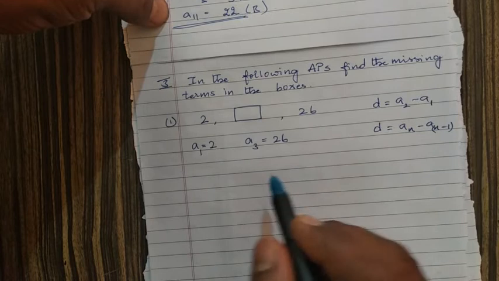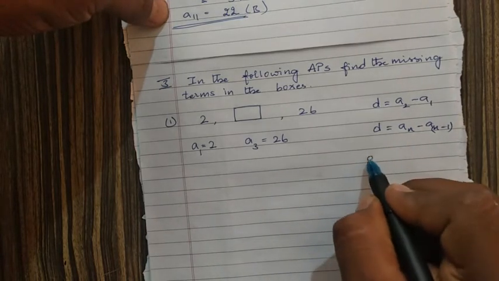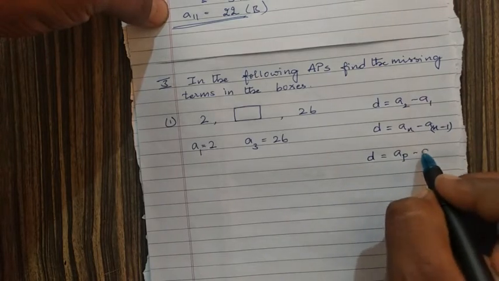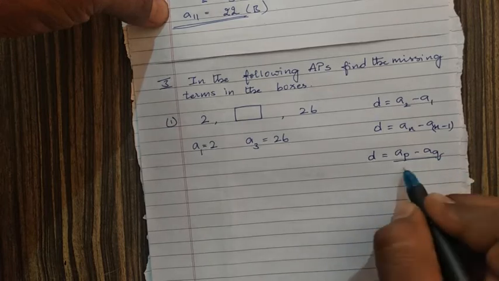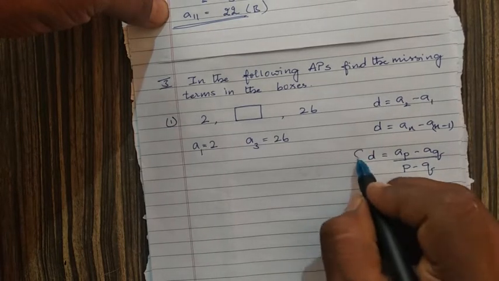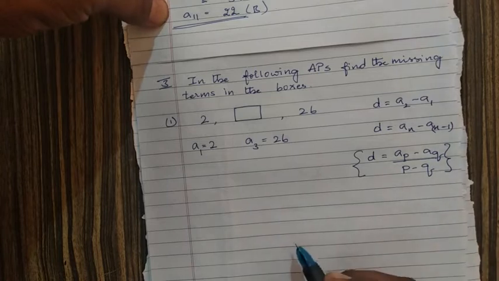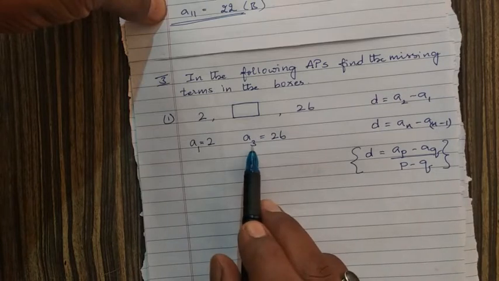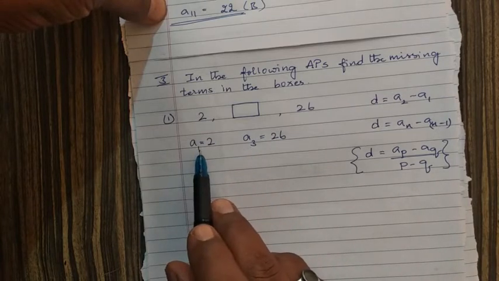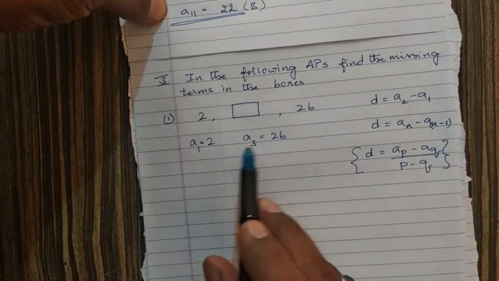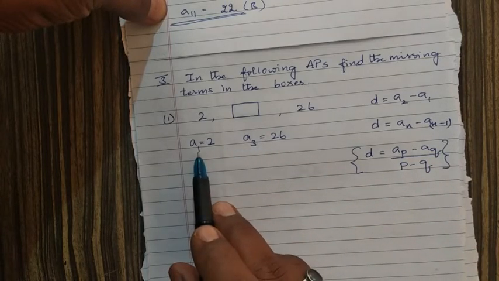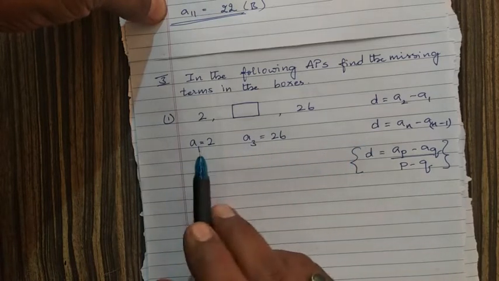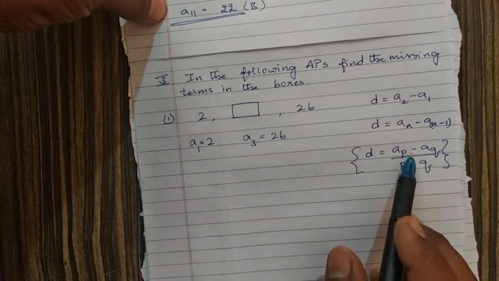So we need to go with the new one. So we have another formula to find the difference. D is equal to Ap minus Aq by p minus q. So you need to use this formula to find the common difference of the terms. So now what is Ap? Ap, you can either choose A3 or A1. In Aq, the other one. So if you choose p as A1, you need to choose Aq as A3. So it is left to you. Either term you can choose and you can find the common difference.